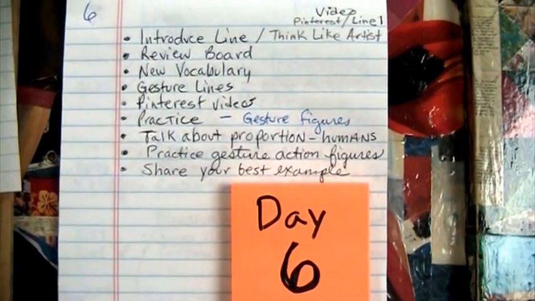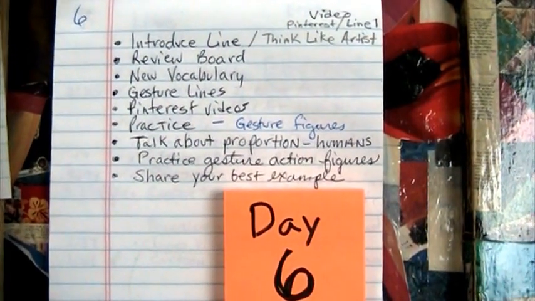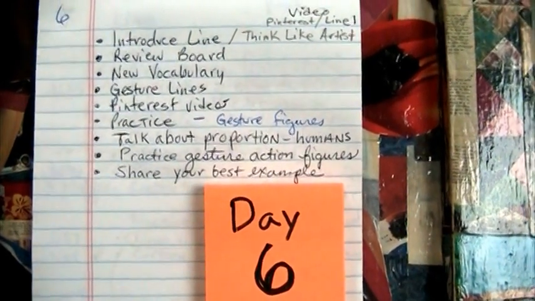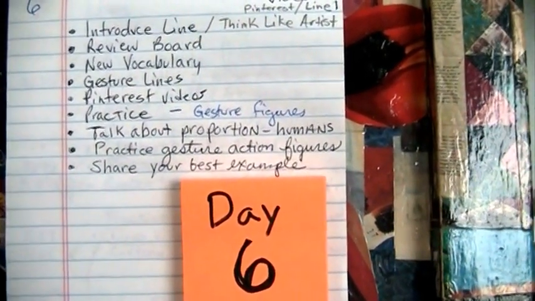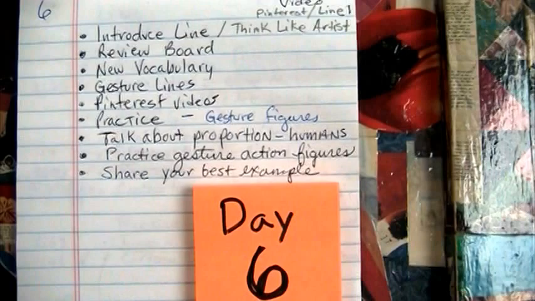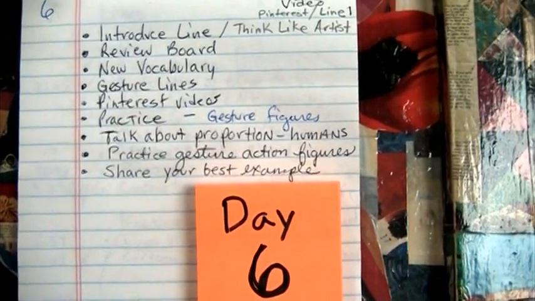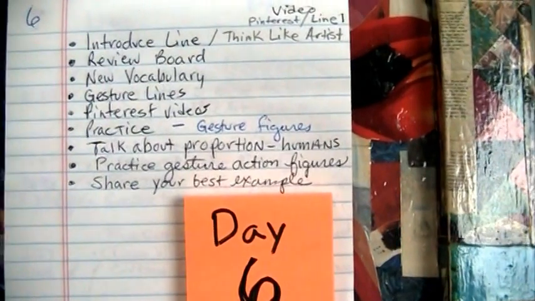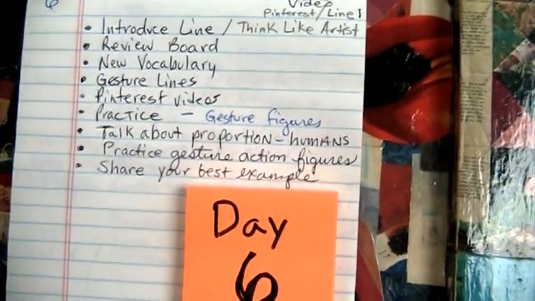Giroux. Today I introduced line, our first element, very important, and we talked about thinking like an artist. You'll find that video on Pinterest in Unit 1, line. It's called Think Like an Artist. It's a really good video I want you to watch.